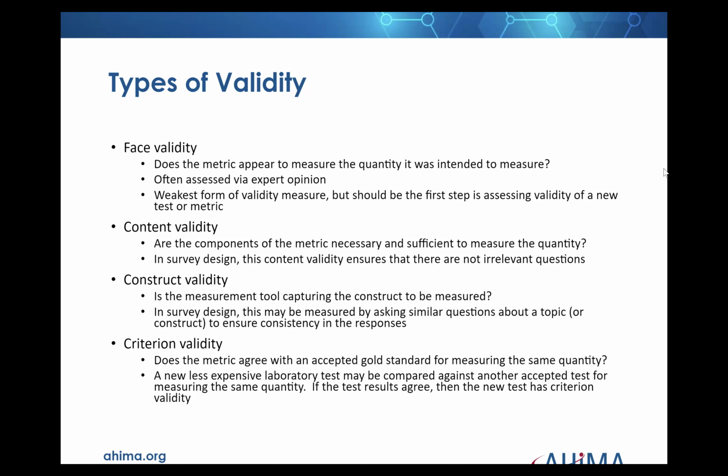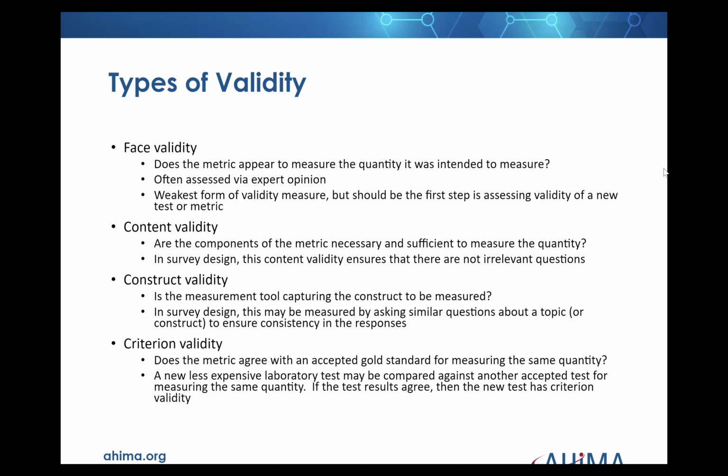When we talk about content validity, we're talking about, are the components of the metric necessary and sufficient to measure the quantity? Another primary care example would be content validity in terms of what has better content validity: is it your total cholesterol, or is it high density lipoproteins versus the ratio for low density lipoproteins? Are these necessary? Is total cholesterol giving us the entire picture about the data validity?